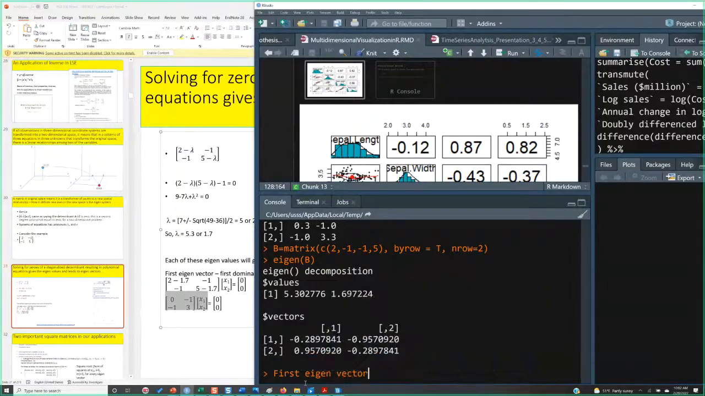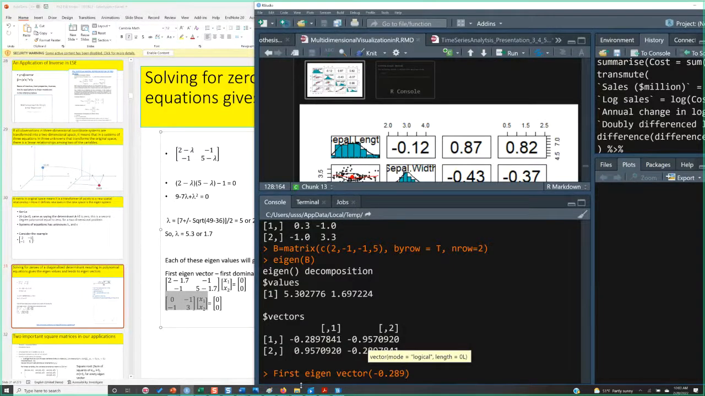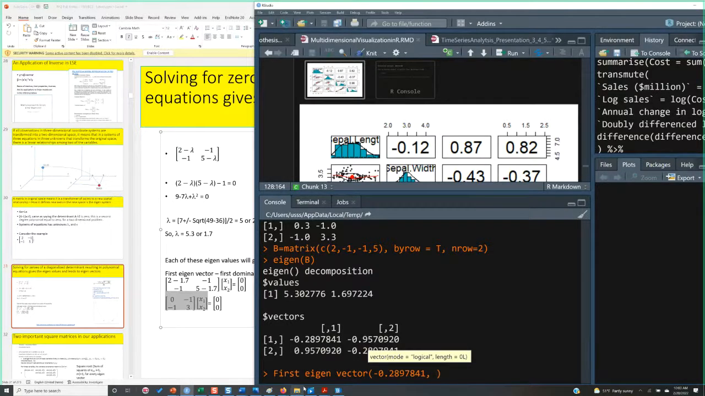This is the new coordinate system. That direction is determined by these values: minus 0.2897841. That's the first eigenvector. There are two elements that should be there, right, because it's a two-dimensional problem. So the next value is 0.957092. That's your first eigenvector, the corresponding eigenvector.